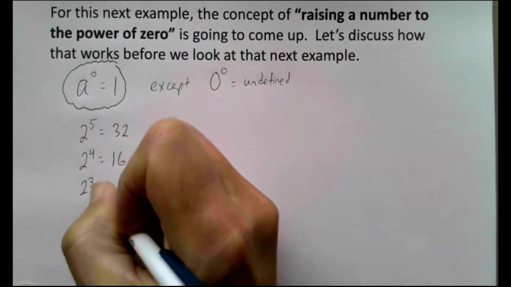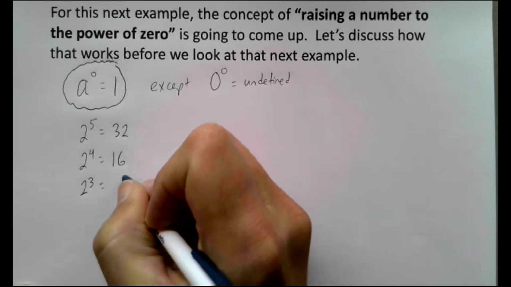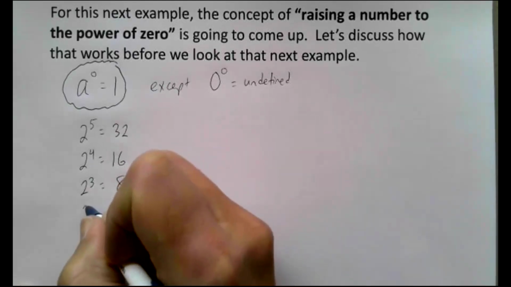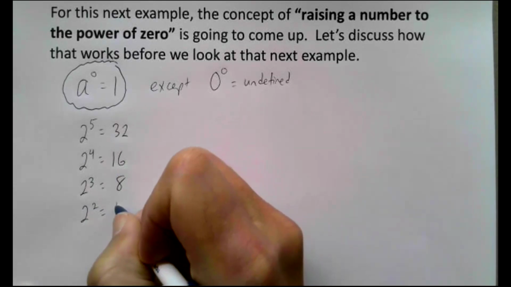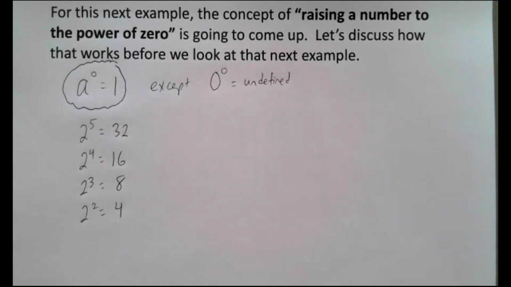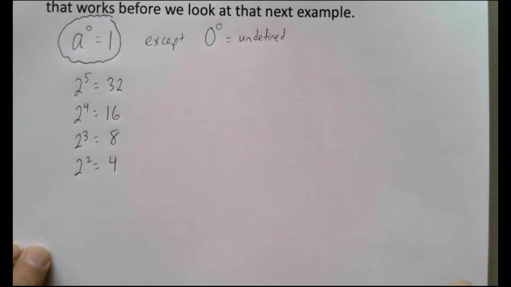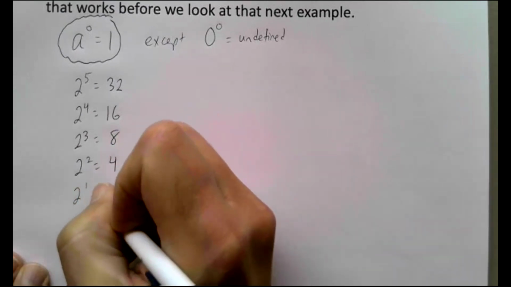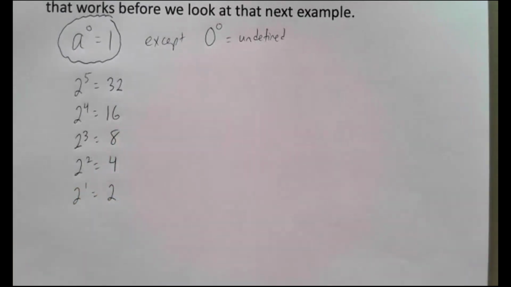What's 2 to the power of 3? 2 times 2 times 2, that's 8. What's 2 to the power of 2? That means 2 times 2. So this is not a big deal. I already know this. I thought we were talking about 2 to the 0, but let's keep working our way down and see what happens. Of course, 2 to the power of 1 is just 2.